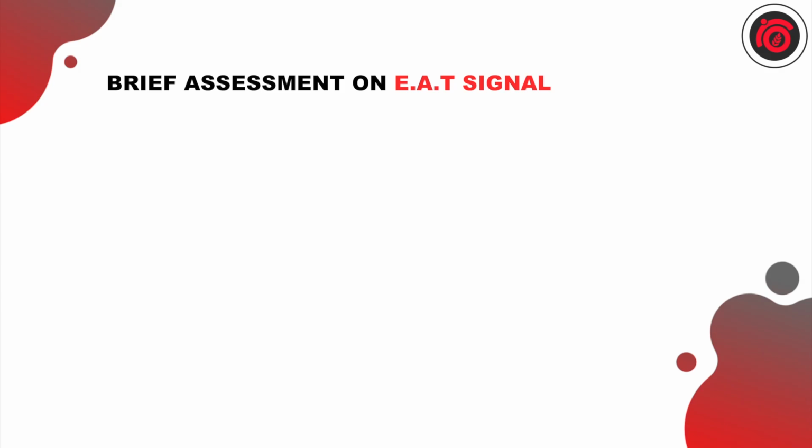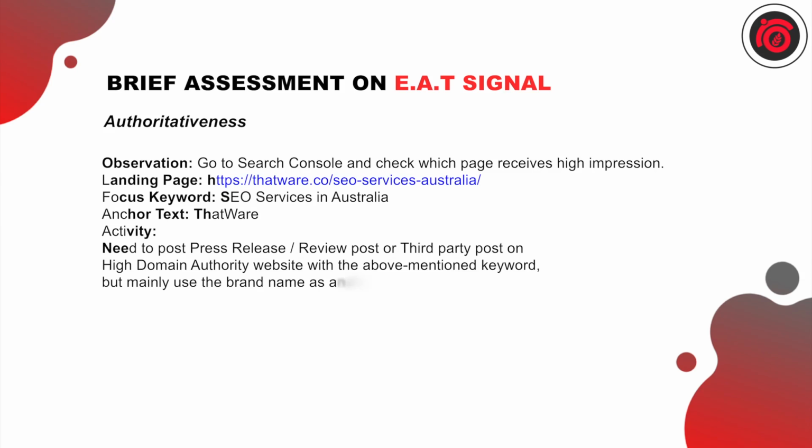Moving on to the next slide. Here is a brief assessment on the E.A.T signal based on authority. In order to do that, you need to go into your search console and check which page receives the highest number of impressions. You can simply do that by going into the performance tab and checking which page has received the highest number of impressions.